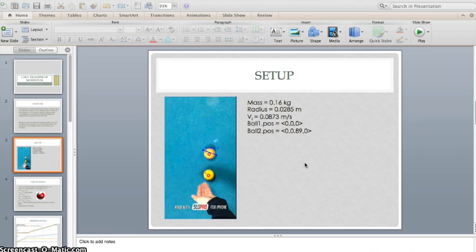The initial velocity of the first billiard ball, the lower yellow one, was 0.0873 meters per second, and for the initial positions, the origin was placed at the center of the first ball, with the second ball being 0.89 meters above. And due to the fact that the ball rolled straight upward, only the y coordinate is taken into account here.